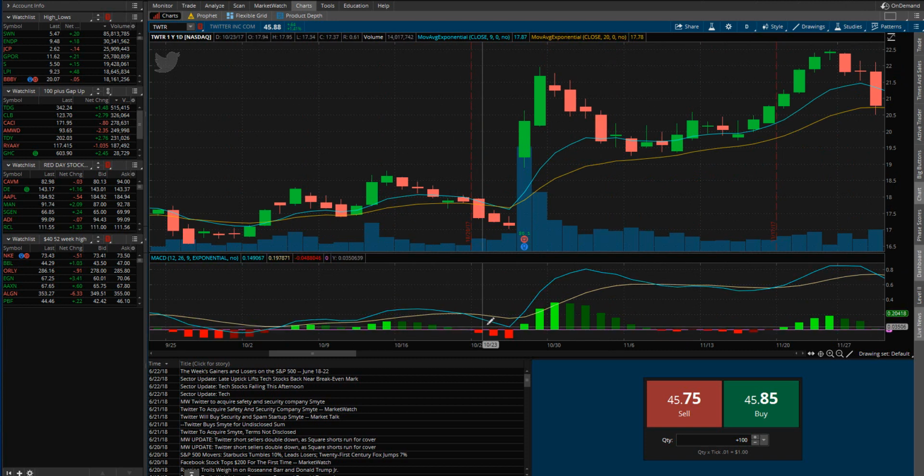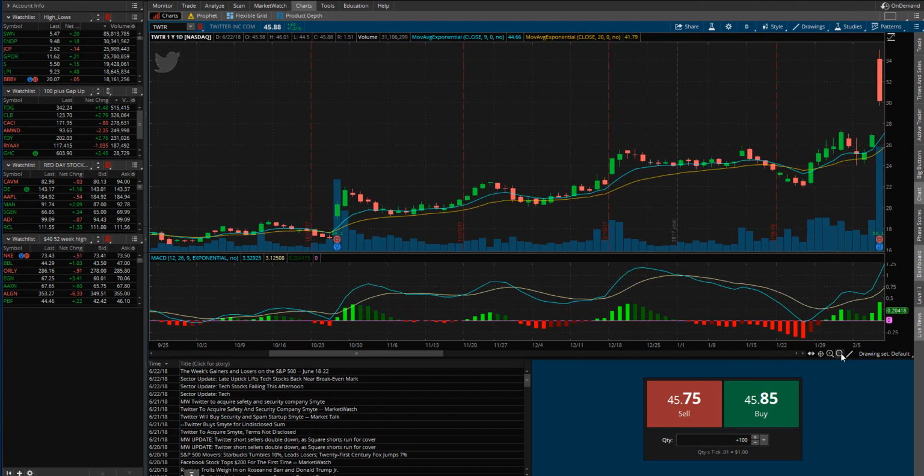With this histogram, this indicates a positive momentum, and this indicates a negative momentum with the red candles here. Now, let me back out.